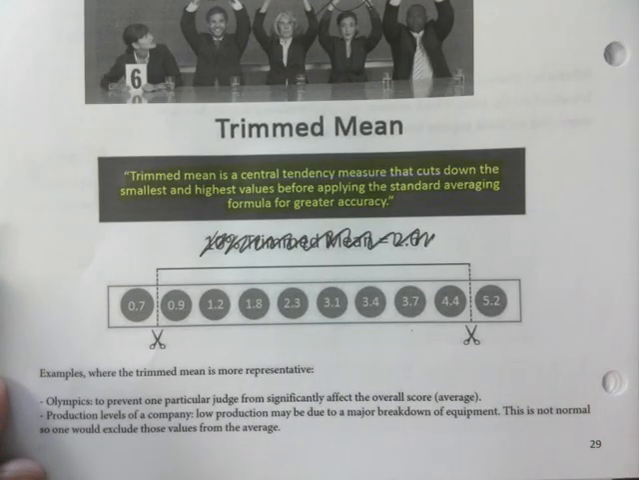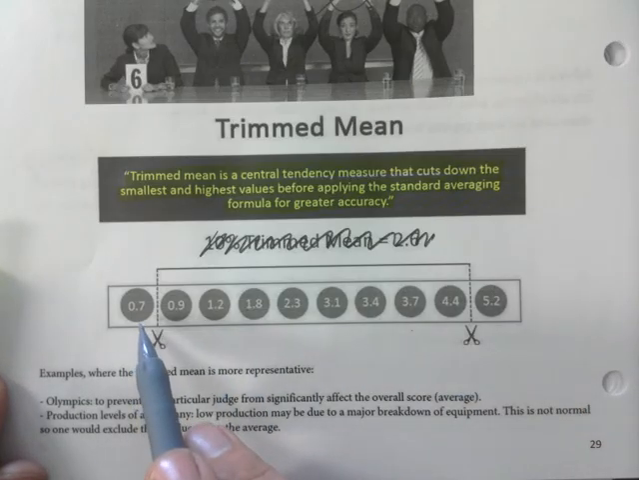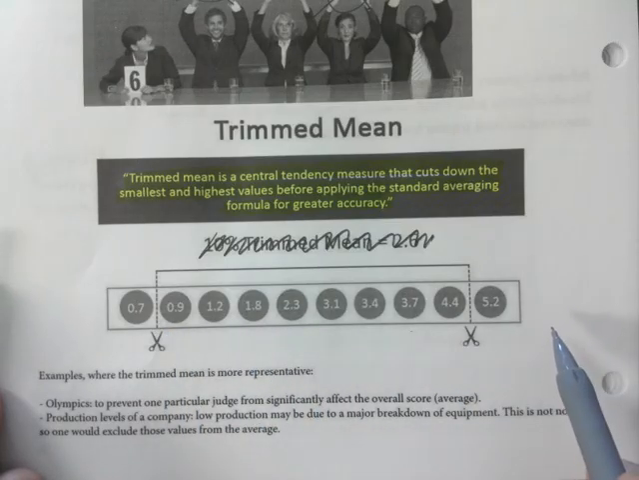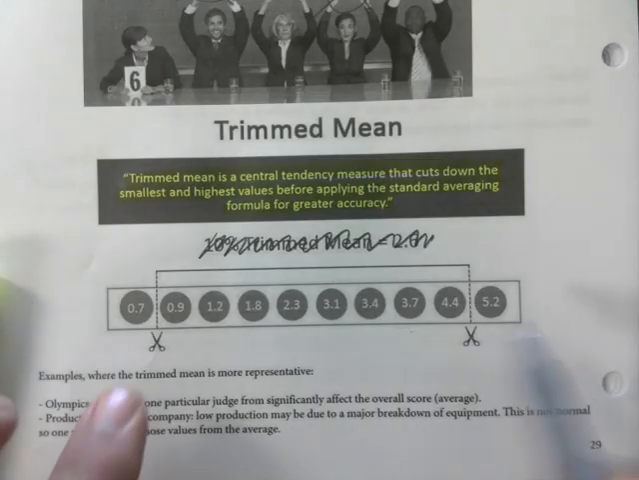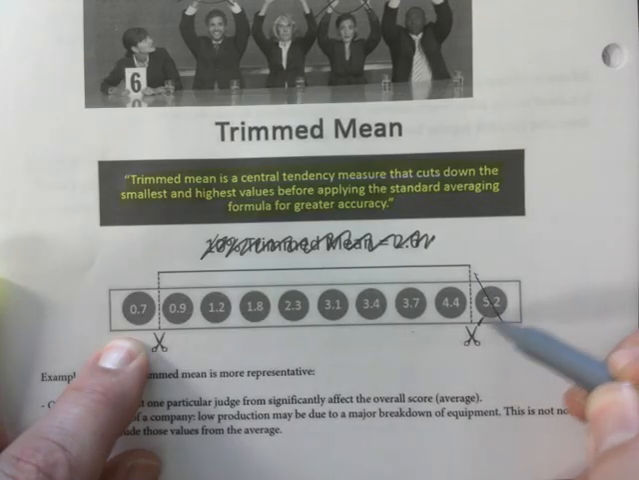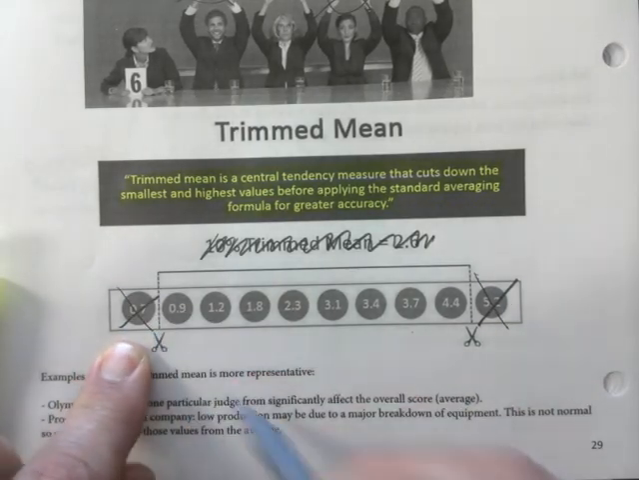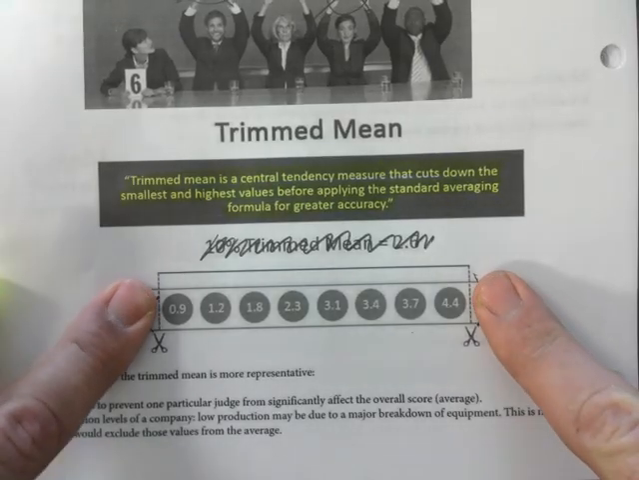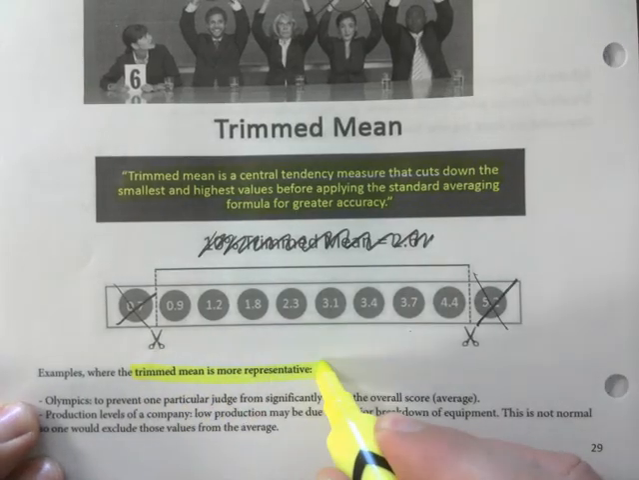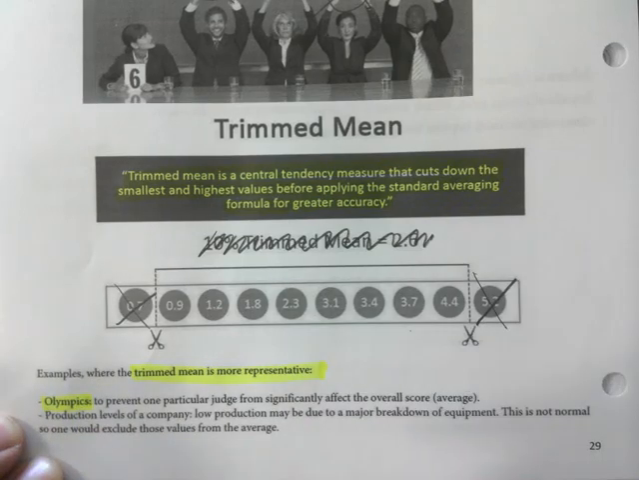If you trim the mean, see the scissors there? Listen carefully to this part. You don't have to arrange it, but you have to make sure that you find the lowest and the highest and omit them in your calculation. So it's almost like you imagine they were never there and you just find the average of what remains. That's what it is, okay? Trimmed mean is more representative. It can be done in the Olympics.